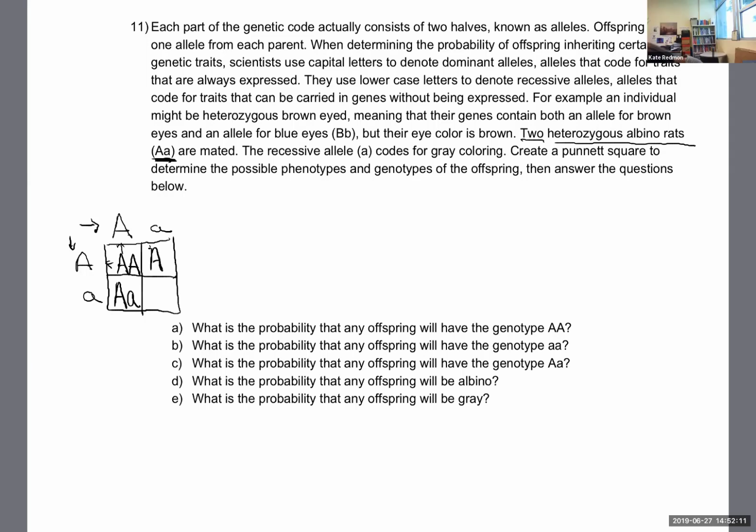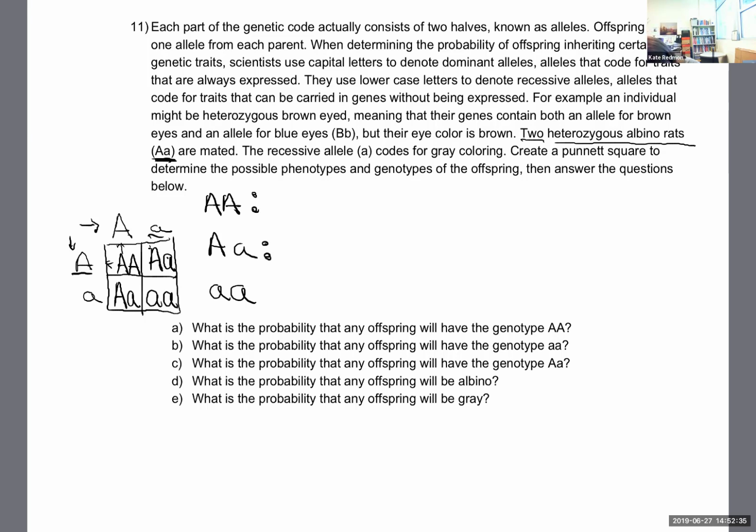Exactly, a big A from this parent and a little a from that parent. And then this last one would be 2 little a's. So out of 4, you end up with 4 possible genotypes: big A big A, big A little a, or little a little a. But they code for different things.